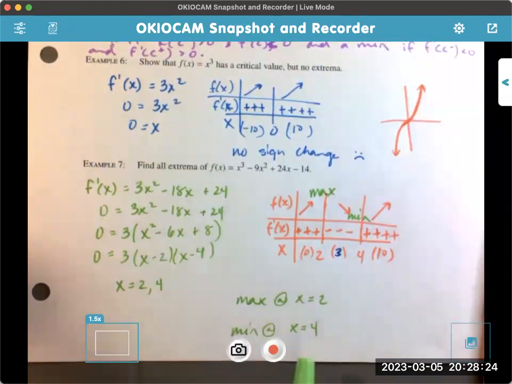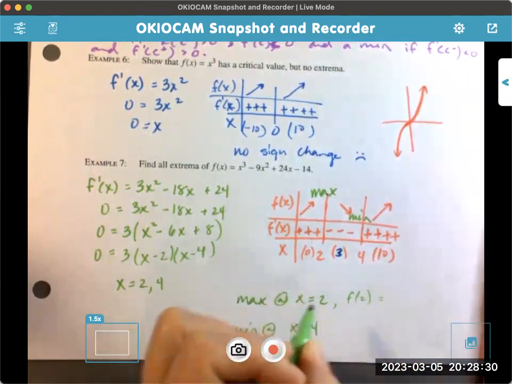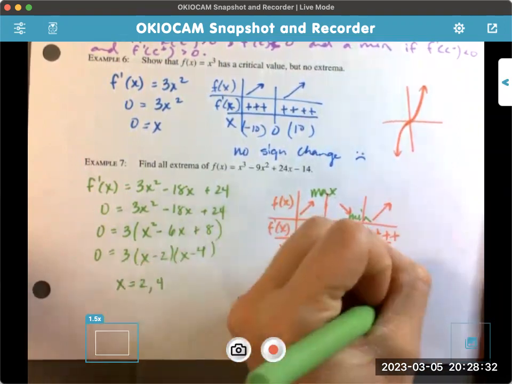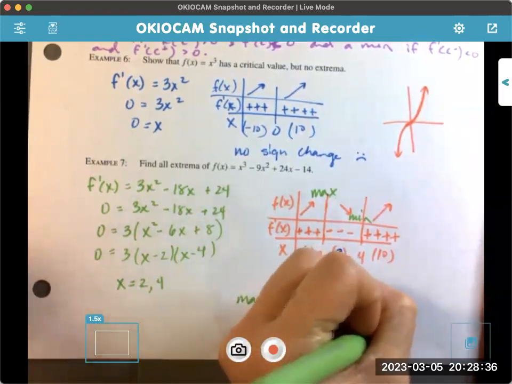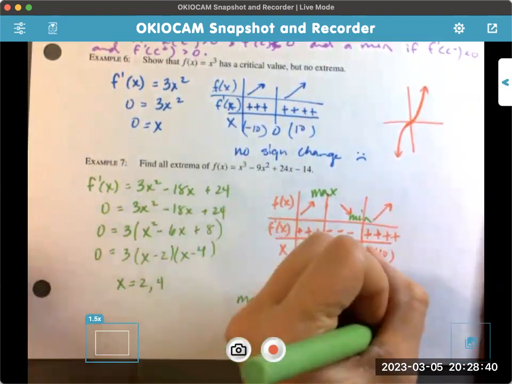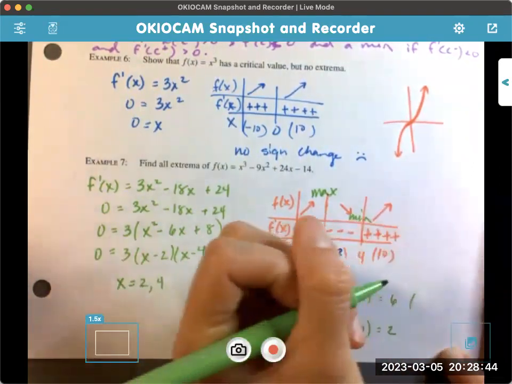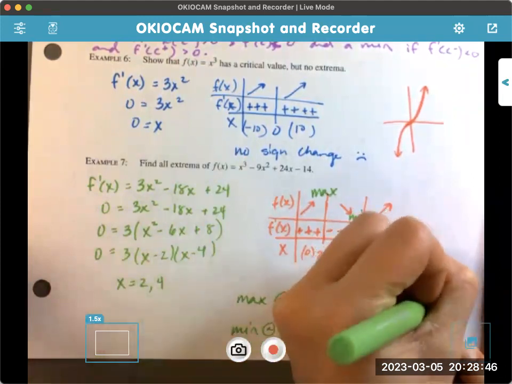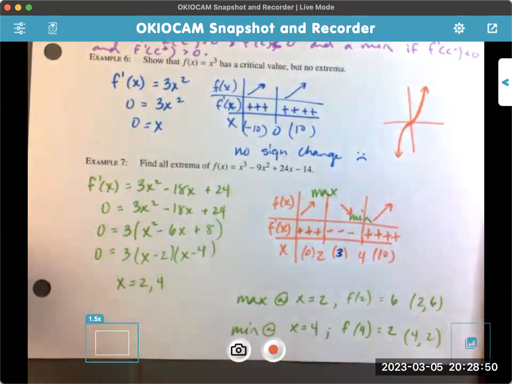If we want the y, we would then find f of 2, which I've done before. It's 6. And f of 4, you just pop 4 into here, which I've already done, is actually 2. So the point of the max is (2, 6), and the actual point for the min is (4, 2).